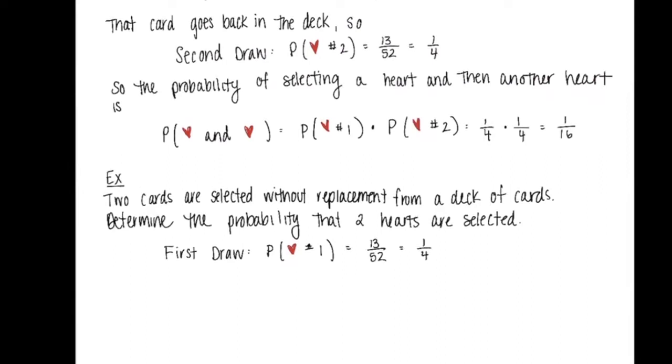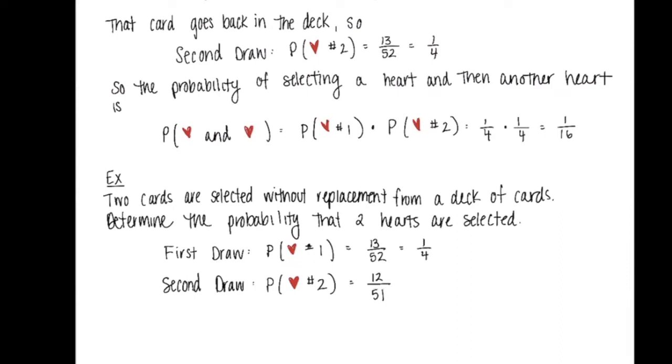Now, when I go to do the second draw, things have to really change a lot. So I'm not replacing this card. So really, how many hearts do I have left? 12. So I've got 1 less heart, but I also have 1 less card overall. I don't have all 52 because 1 is gone. So what goes in the denominator here? I have 51 cards in total now.